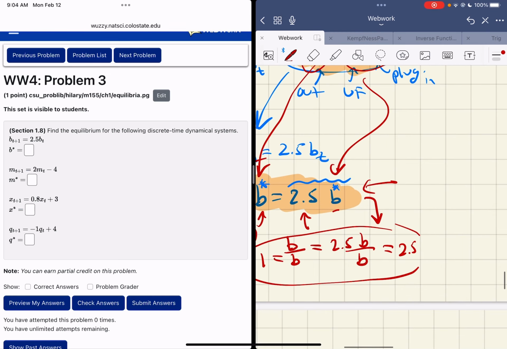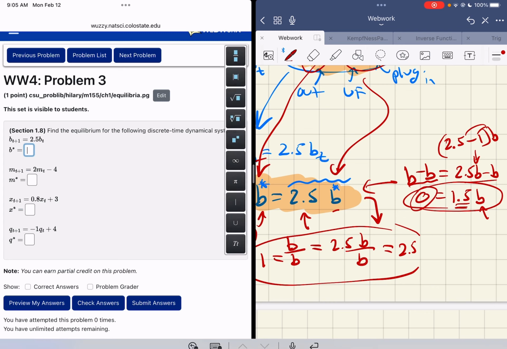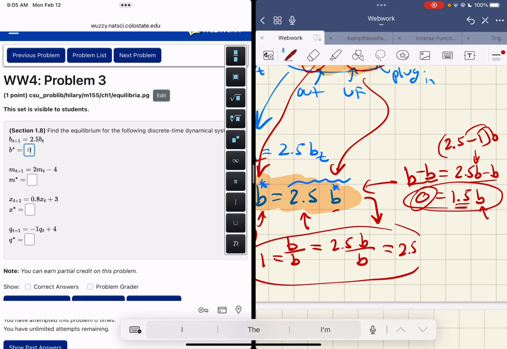We could subtract b. So then my left-hand side is b minus b, and my right-hand side is 2.5b minus b. Now what's this? This is 0 is equal to, and what's this? This is 1.5 copies of b. There's different ways to see this, but one way is if you factor out the b, right? If I sort of distribute that back in, I get here, and 2.5 minus 1 is 1.5. So now we're here, and we ask ourselves, what number do I have to multiply 1.5 by to get 0? And the answer is 0. So anyway, the equilibrium value here is 0.